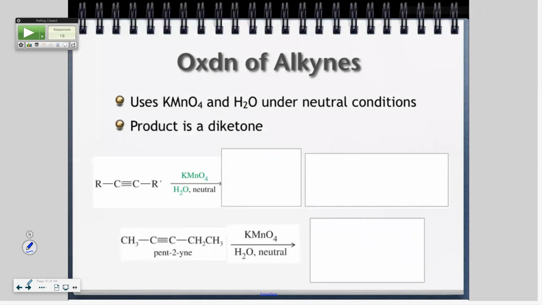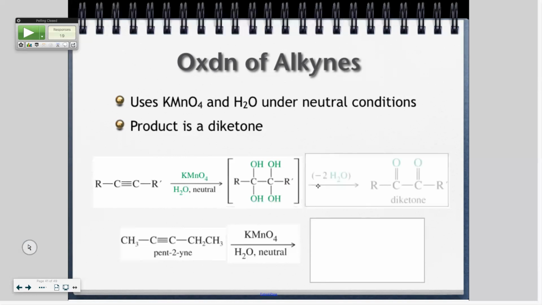Okay. All right, so we're going to oxidize alkynes using potassium permanganate, remember, the purple stuff, and water under neutral conditions. The product is a diketone. Okay, first what happens, just like when you did a double bond and used KMnO4, you made the diol. We're just going to do it 2 times. Only now you'll end up losing water off of it and you get a diketone. Just kind of unusual, something we don't see very much.